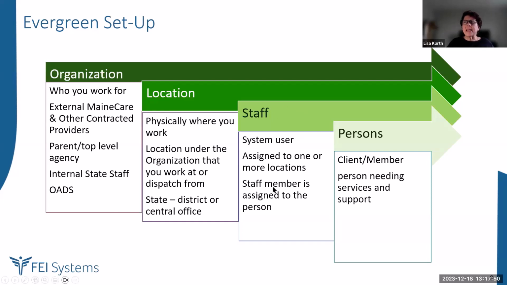Now then, there's the staff. That's you all. And you can be assigned to one or multiple locations. It all depends on you and the provider administrator. The staff member is assigned to a person. Now, persons, this is a new term for you. You know it as clients, members, perhaps beneficiaries. In Evergreen, they are called persons, and that's the term you're going to hear me use today. And the person is the individual who needs services and supports.